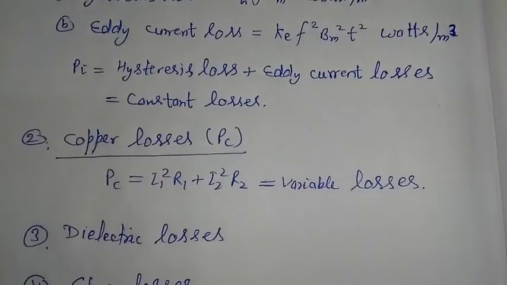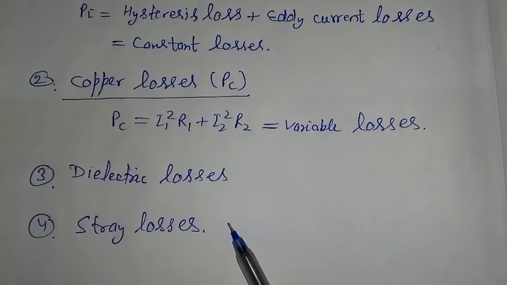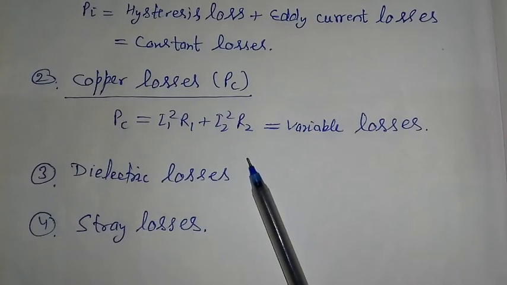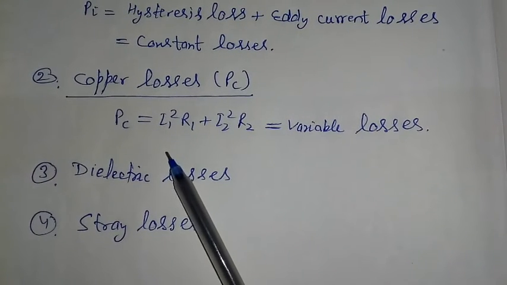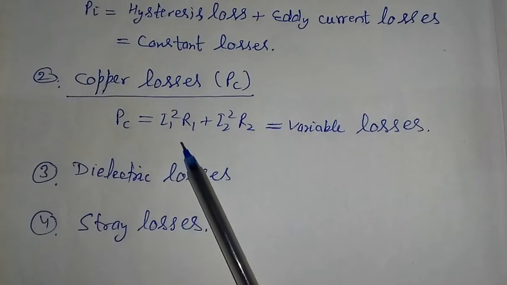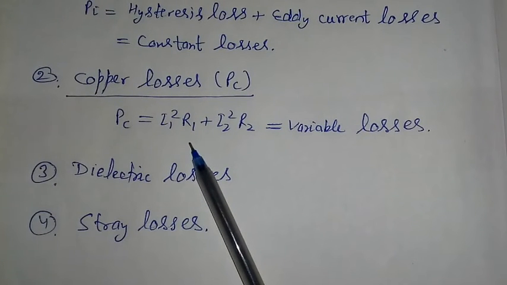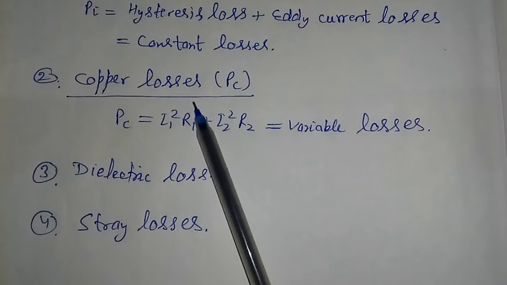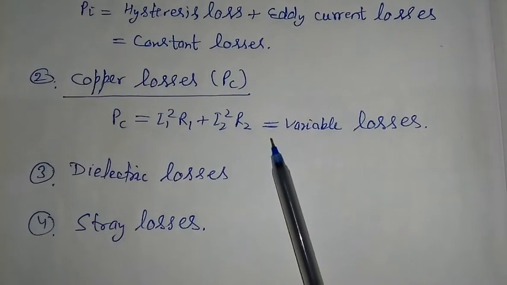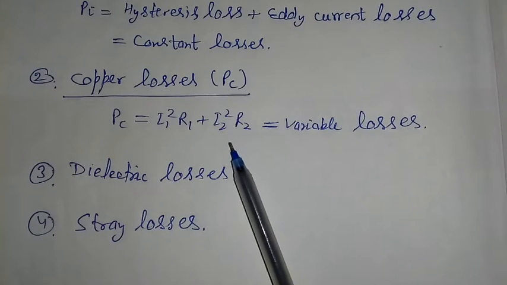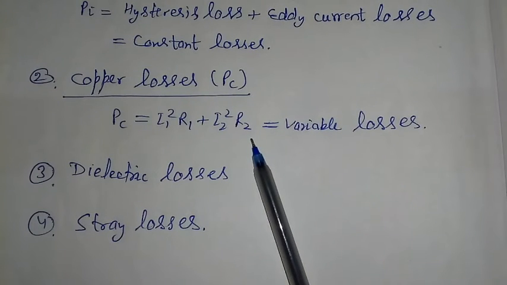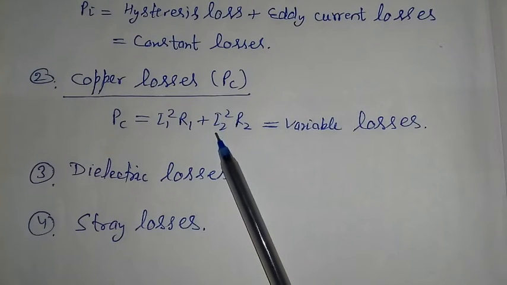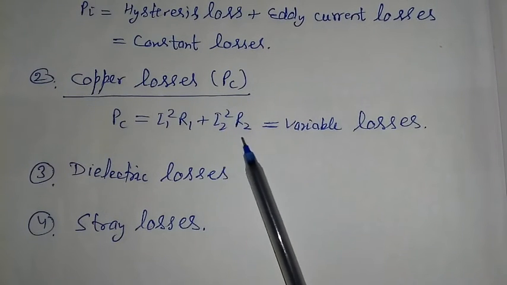Second is the copper loss. Copper loss is also called the winding loss. This loss occurs in the primary winding and the secondary winding. In the primary winding, I1 is the primary current and R1 is the resistance of the primary winding. I1 square R1 is the power loss in the primary winding. Similarly, in the secondary winding, I2 is the secondary current and R2 is the resistance of the secondary winding. So I2 square R2 is the power loss in the secondary side.